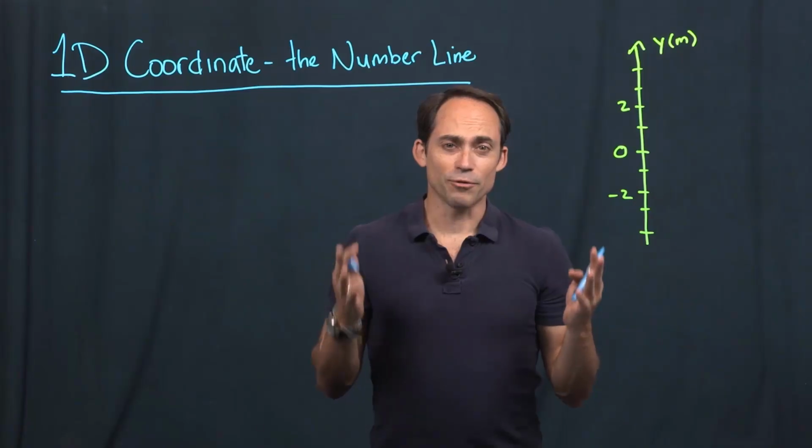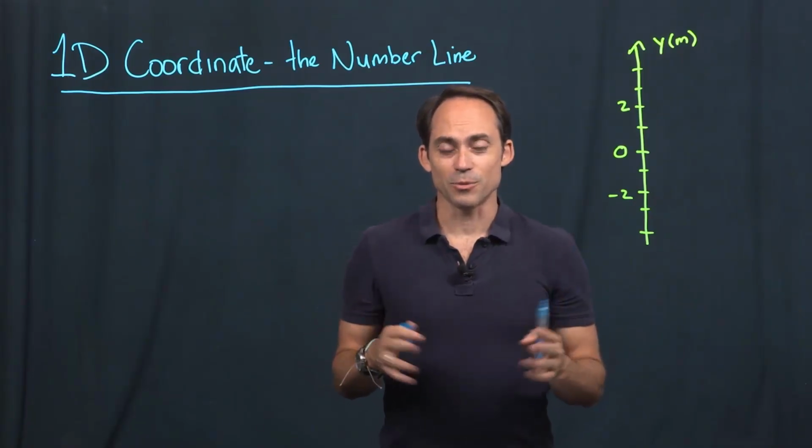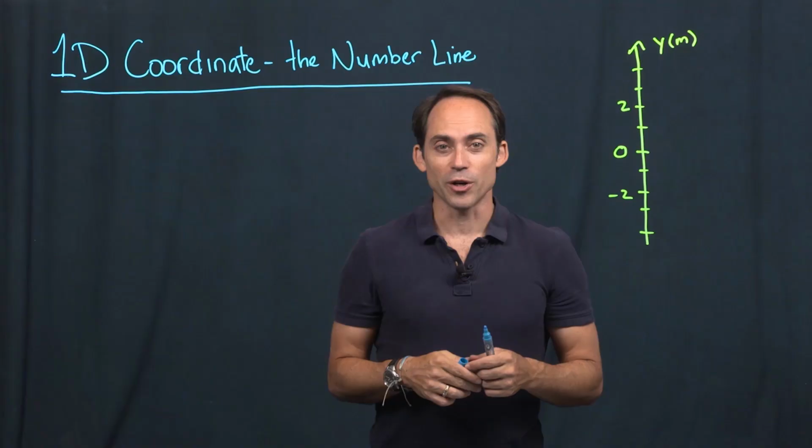So let's start with our first dimension coordinate system, which is our easiest coordinate system because we're only talking about one direction.